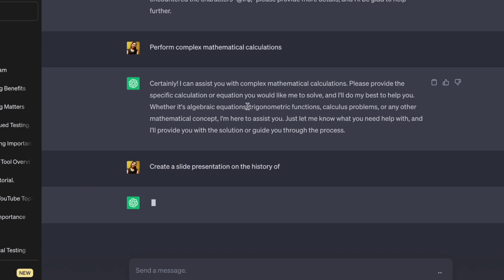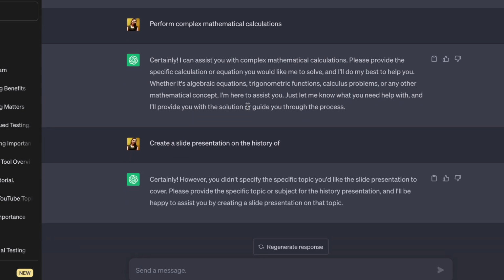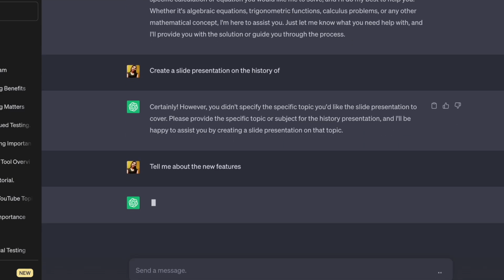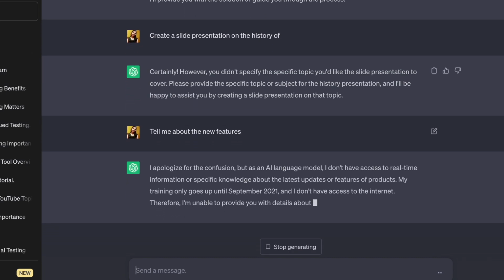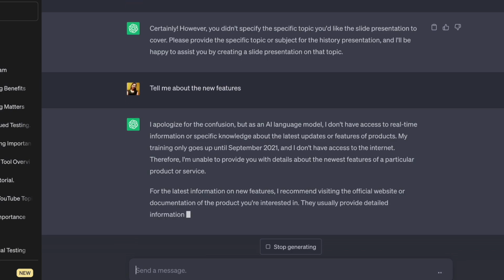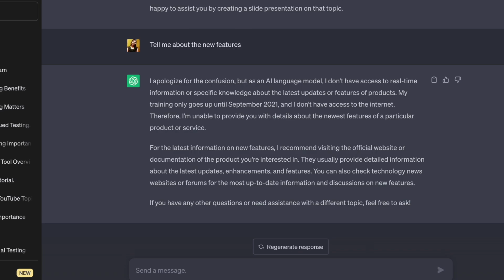Then you can test with partial or incomplete queries, like create a slide presentation on the history of dash dash. So here the subject is missing. Let's see whether ChatGPT detects incomplete queries and prompts the user for additional information or not. Then we have tested with ambiguous queries and checked whether the model seeks clarification by asking specific questions to gather more context and provide more accurate responses or not.